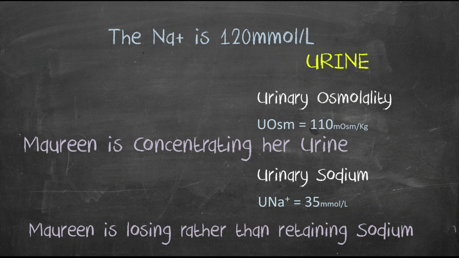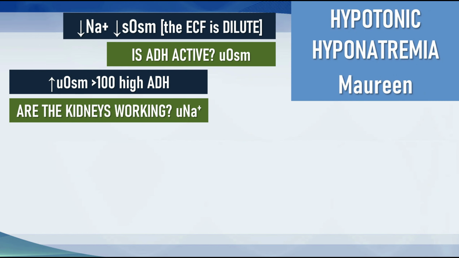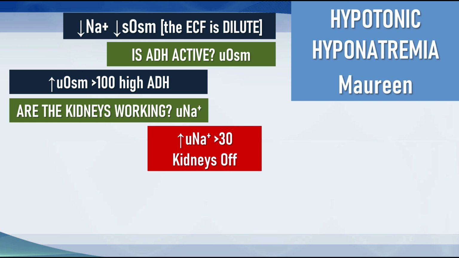Now let's look at the decision tree. There's low sodium in the plasma and low serum osmolality, so we call this hypotonic hyponatremia. First question is, is antidiuretic hormone active? And if the urinary osmolality is greater than 100 milliosmoles per kilogram, there is high antidiuretic hormone activity going on. So we know that the hypothalamo-pituitary axis is working. The next question is, are the kidneys working? You look at the urinary sodium, and the urinary sodium is greater than 30 millimoles per litre.